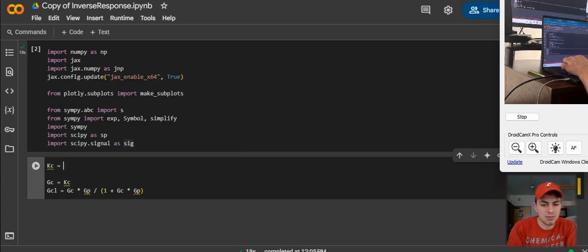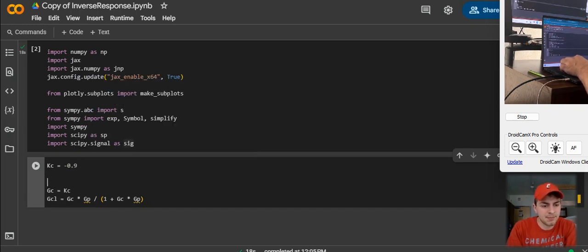KC is going to be what we're going to manipulate here. Let's keep it negative 0.9 for now to test our limits of stability. And then we need to go ahead and define our process function here. So GP then is going to be what? We said it was 1 over 2s plus 1 minus 2 over 10s plus 1, and times s, I guess.